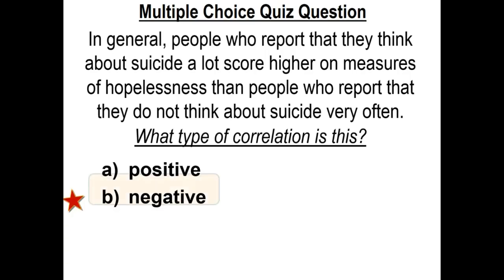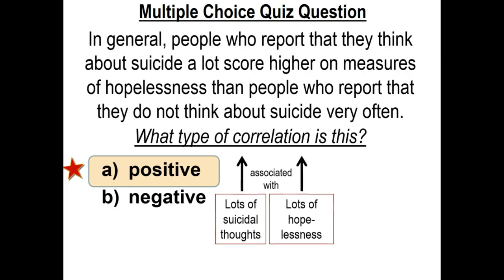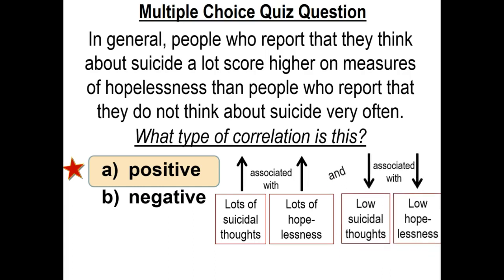This is a positive correlation. Remember, positive does not mean good. Positive describes the direction of the relationship or data trend. In this case, positive means that in general, the people who reported lots of suicidal thoughts were also likely to report lots of hopelessness. And the people who reported low amounts of suicidal thoughts were also likely to report low amounts of hopelessness. These two variables appear to vary in the same direction, which makes it positive.